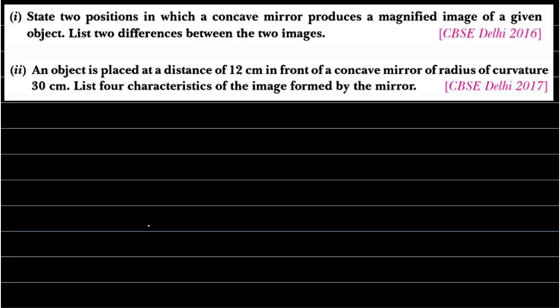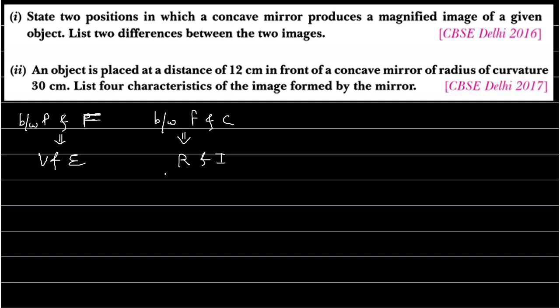Let's solve two more questions. It's a simple question. State two positions in which a concave mirror produces a magnified image of an object. List two differences between the two images. So two cases you can take. One case between pole and focus, and second between focus and center of curvature. And what would be the difference? In both the cases you will get the magnified image, but here you will get virtual and erect image, here you will get real and inverted image, right? So two differences: virtual, real, erect, inverted.